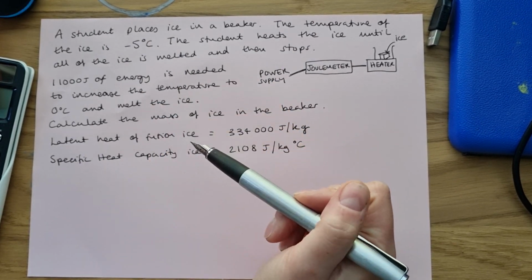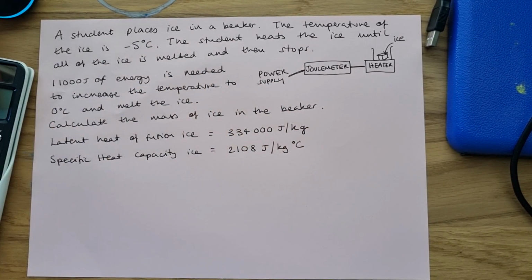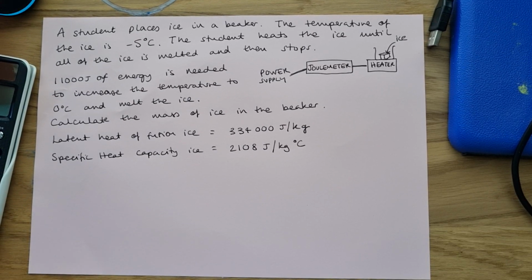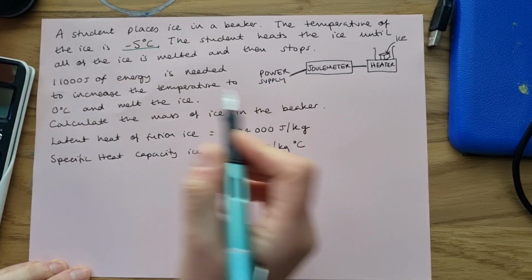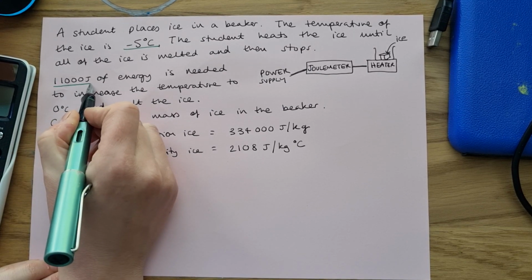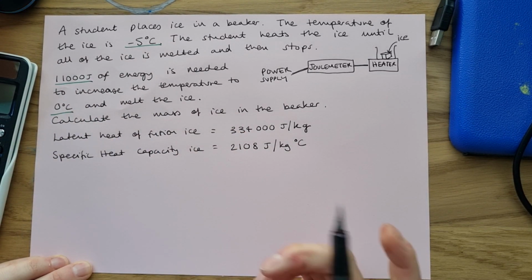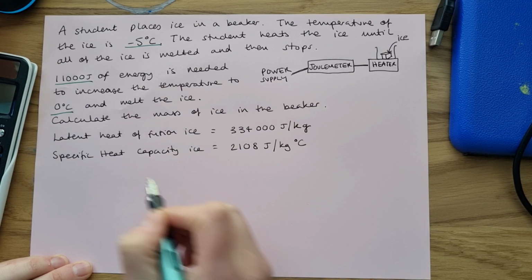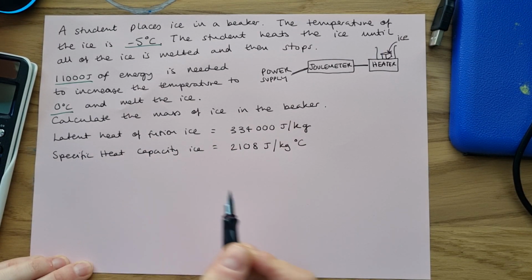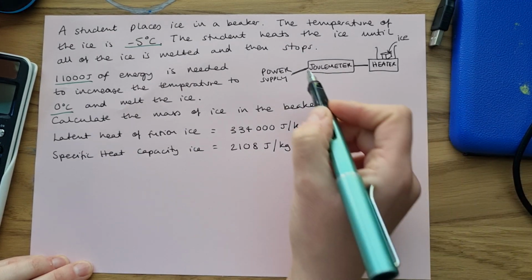The temperature of the ice is -5 degrees Celsius. The student heats the ice until all of the ice is melted and then stops. 11,000 joules of energy is needed to increase the temperature to 0 degrees Celsius and then melt the ice. Calculate the mass of ice in the beaker. And you're given the latent heat of fusion of ice, the specific heat capacity of ice, and a diagram to show what they've done.